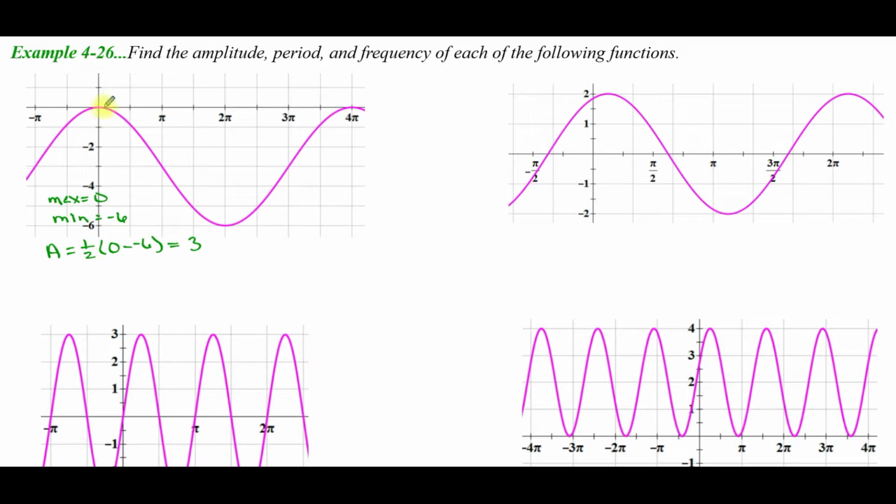Next, I'm going to trace the graph. On the y-axis, I'm at 0. So that is my maximum. I'm going to go down and trace to a minimum, and then I'm going to come back to that maximum. And where I end there is 4 pi. So here we're going to say our period is 4 pi, which means our frequency is the reciprocal of that, so just 1/4 pi.